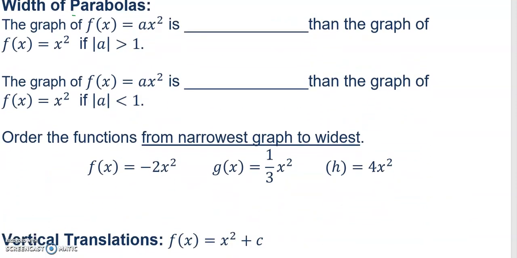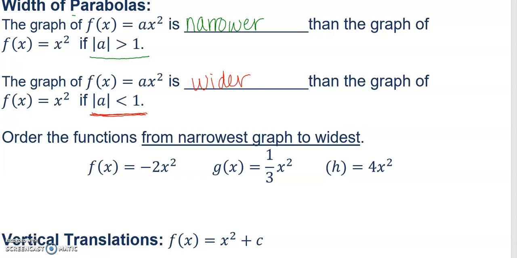So the graph of f of x equals ax squared is narrower than the graph of f of x equals x squared if the absolute value of a is greater than 1. And the graph of f of x equals ax squared is wider than the graph of f of x equals x squared if the absolute value of a is less than 1. So we're going to practice by ordering the functions from narrowest graph to widest graph.